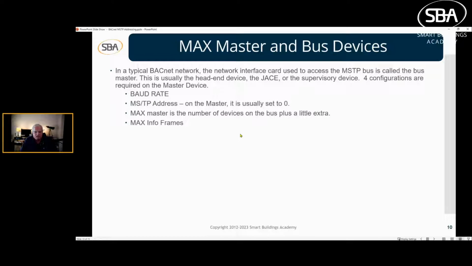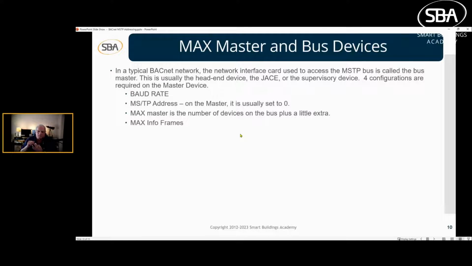This is critical. And when I've gone out to rescue a lot of jobs, this is where I see a lot of mistakes. In a typical BACnet network, the network interface card used to access the MSTP bus is called the bus master. This is usually the head-end device, the JACE, the supervisory device. 4 configurations are required on the master device. Its baud rate must be assigned and it must be consistent with all the baud rates on the network. The MSTP address must be assigned.